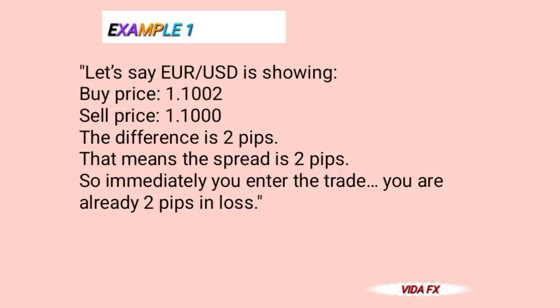And I told you that the price of the pip depends on the lot size you open. So if you're opening with a smaller lot size, the amount you're paying to your broker will be smaller. If you're opening with a big lot size, the amount you're paying to your broker will be bigger. So immediately you enter the trade, you're already 2 pips in loss. And 2 pips could mean $20, 2 pips could be $50, 2 pips could be $100, depending on your position sizing. All right.